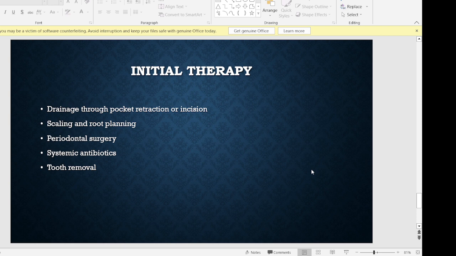Coming to the initial therapy, it may be drainage through the pocket or retraction or incision. You can do scaling and root planing, we can plan periodontal surgery, we should give systemic antibiotics, and tooth removal can be done.